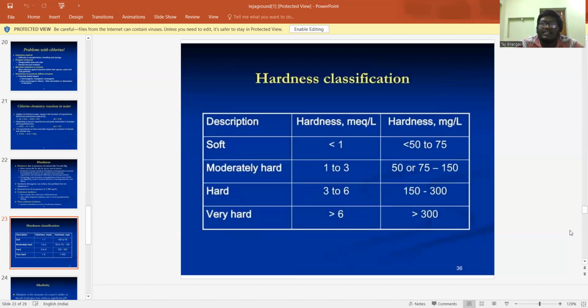Next, hardness classification. Description: soft, moderately hard, hard, very hard. Soft: hardness is less than 1, which is less than 50 to 75 mg per liter. Moderately hard: hardness is 1 to 3, which is 50 or 75 to 150. Hard: hardness is 3 to 6, which is 150 to 300 mg per liter. Very hard: hardness is greater than 6, which is greater than 300 mg per liter, which we have to know.